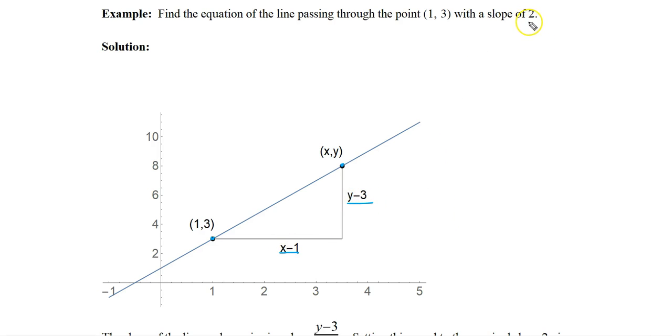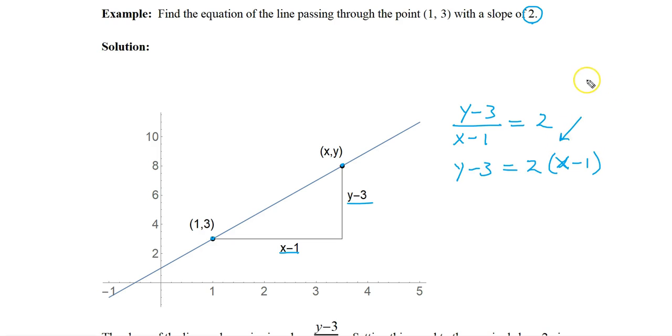Now our line is supposed to have a slope of 2. So if we set our rise over run equal to our slope, then we end up with this equation, and there's the equation of our line. That's all we have to do. Now this is a particular form for the equation of a line. This is called our point-slope form for the equation of a line. So this is point-slope form.